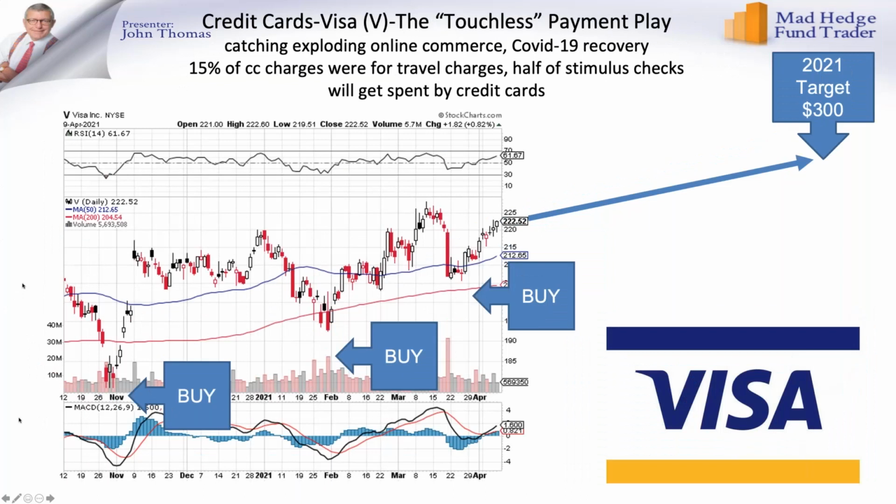Credit cards, another touchless payment play. Any digitization of the economy moves more business into online credit card usage. And I bet you didn't know that 15% of all credit card charges were for travel charges. And that is where about half of all the stimulus spending is going in our $1,400 checks, is people are planning summer vacations. So we're about to see one of the great travel booms of all time.